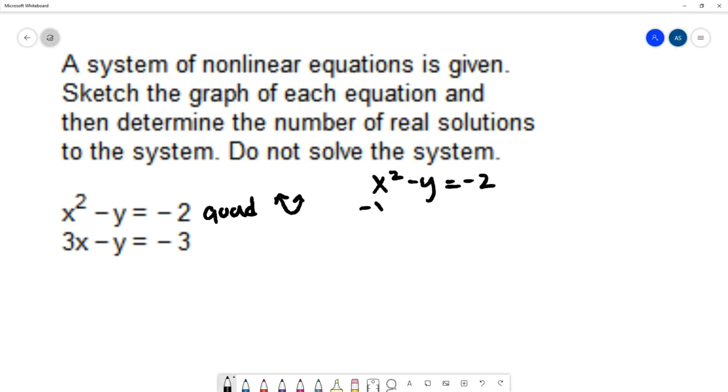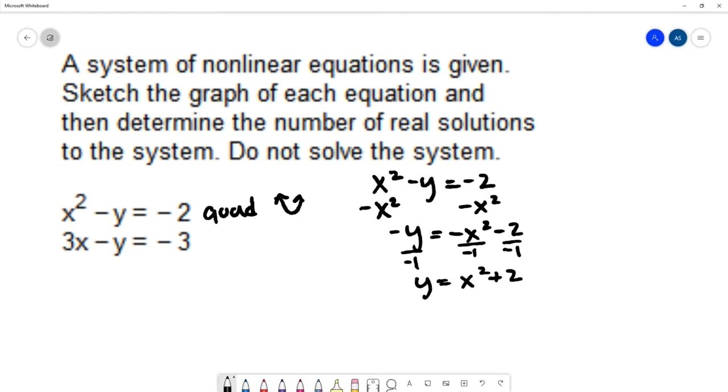I'll rewrite x squared minus y equals -2 by solving for y. I'm going to subtract x squared. I have -y equals -x squared minus 2. And I'll divide each term by -1 to get y equals x squared plus 2. Now that I have it in this y equals form, I can choose some values for x and find the values of y. So I'm going to choose x equal to -1, 0, and 1.